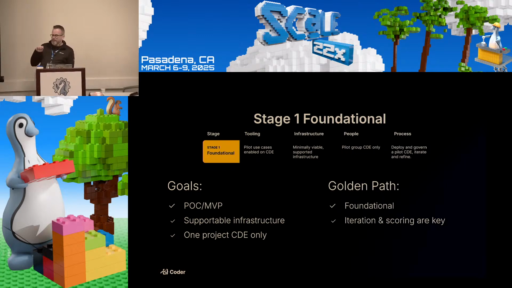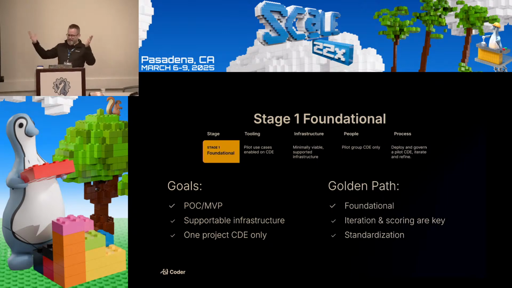Even at this point, small iterations and scoring are key. So you have to start thinking about how you are going to measure these changes, right? The smaller something is, the easier it is to measure and the easier it is to score. And you're starting to look at standardization.